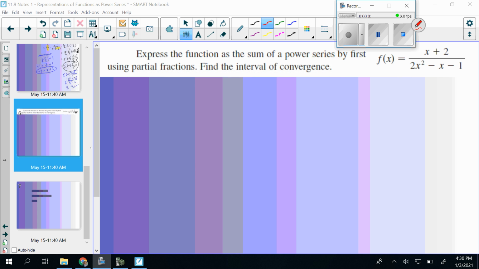Right, for this one, we want to express this as a power series. And they kind of give us a hint here by first using partial fractions, because we're going to have to separate this one and then again find the interval of convergence.